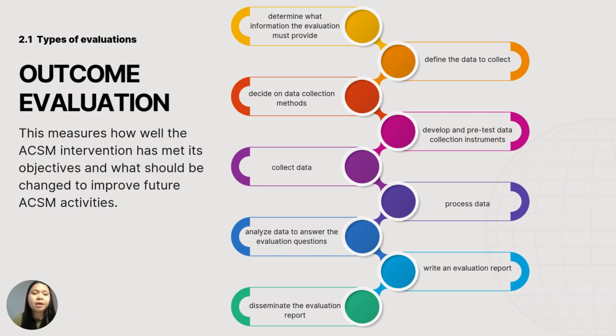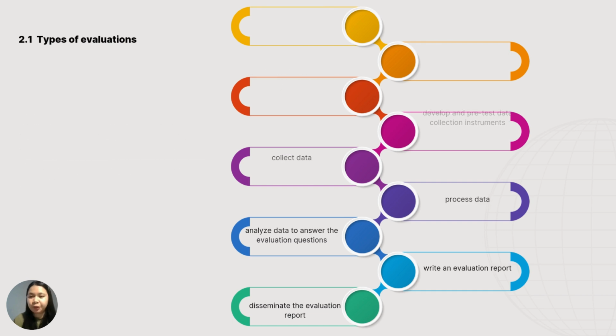So, to conduct an outcome evaluation, here are the steps that one must follow. First, determine what information the evaluation must provide, then define the data to collect. Decide on the data collection methods and then develop and pre-test data collection instruments. After development and pre-testing, we proceed with data collection, processing, and then analyze the data to answer evaluation questions. And once all of these are done, we proceed with writing the evaluation report. And then once written, of course, we have to disseminate the evaluation report.